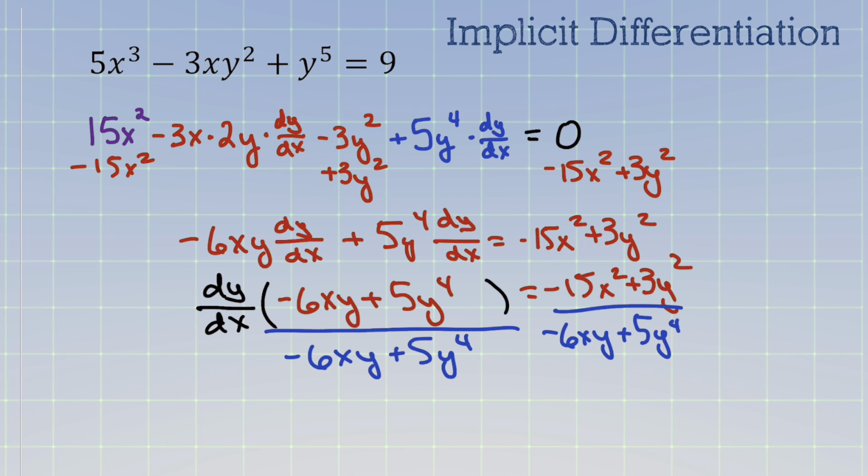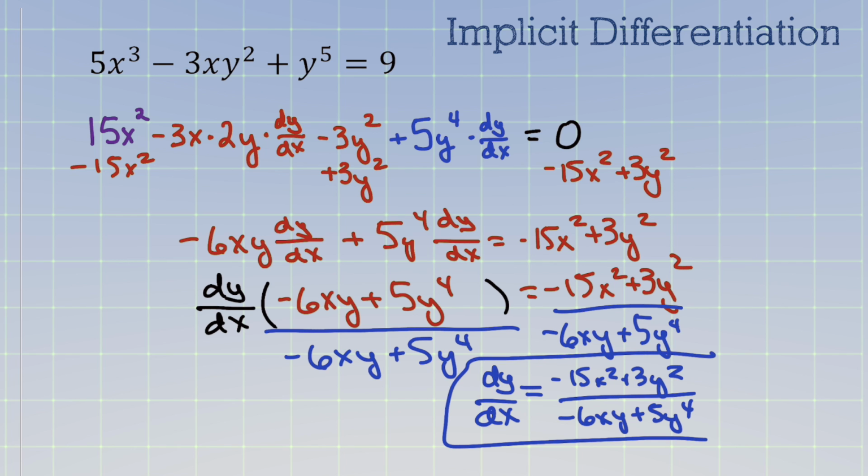A lot of writing here, right? And that would be your answer. That's your dy dx. I'll write it one more time: negative 15x squared plus 3y squared all over negative 6xy plus 5y to the fourth. There's your answer. That's the derivative, that's the slope machine for all the tangent lines on this crazy graph that was the original problem up top.